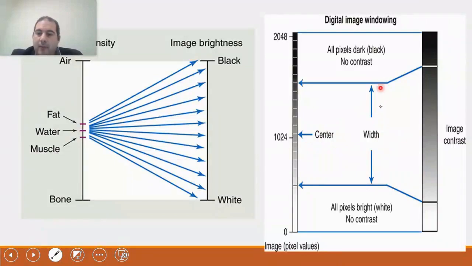This is the window width, and this is the window level, or window center. Some devices call it window center, while others call it window width.